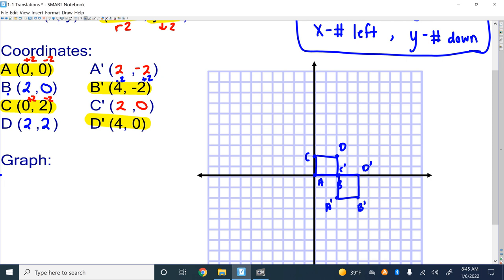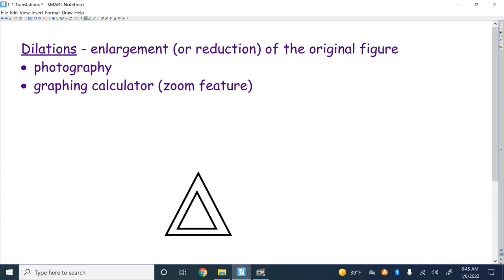This is something that you might want to write down on your notebook paper, or you can write it down at the top of this worksheet that you have, whichever one you prefer. And we just have three more examples we are going to do about dilations.